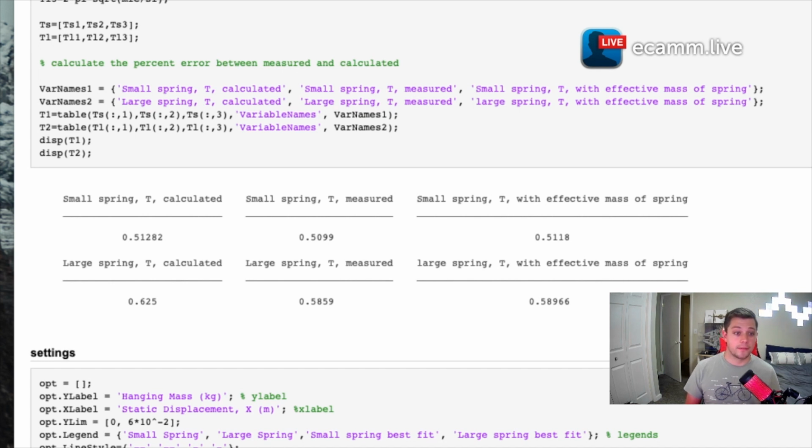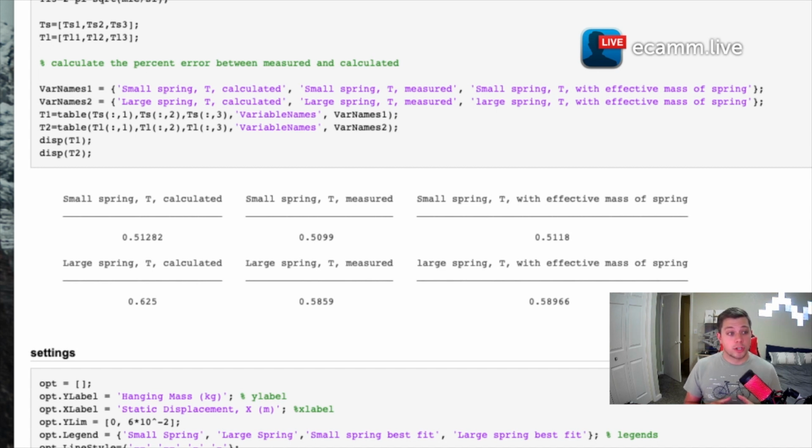The one on the left is the calculated value without including the effective mass of the spring itself. And on the right, we have the value calculated using the effective mass of the spring, which is 1/3 the mass of the spring plus the mass of the mass attached to the system. The measured and calculated results for the smaller spring were very accurate, within 0.6%. Using the effective mass of the spring, the error was reduced even further to 0.37%.